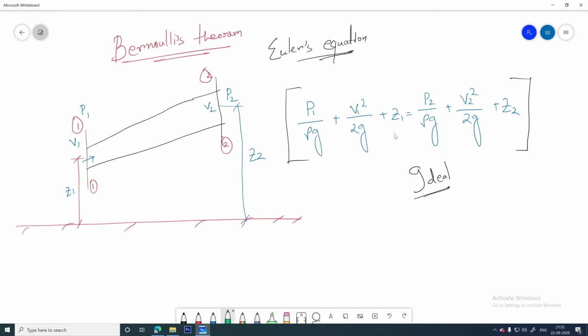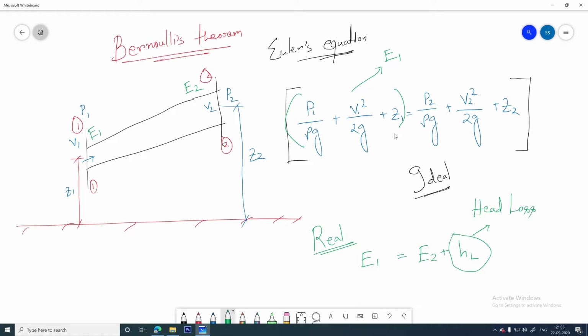That means if we consider the total energy at section 1-1 as E1, and at section 2-2 the energy as E2, then in the real case, that means if it is a real fluid, E1 equals E2 plus HL, where this HL is the head loss.